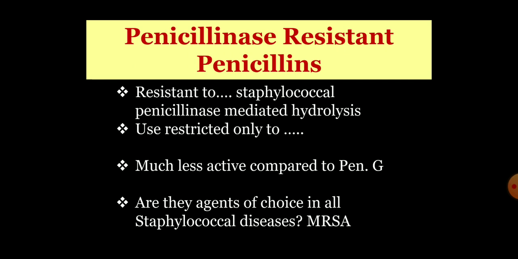So these resistant penicillins have the characteristic resistance to staphylococcal penicillinase mediated hydrolysis. It is restricted only to a few group of agents where probably the other penicillins are not effective, much less active compared to penicillin G. If penicillin G is getting susceptible enzymes, susceptible organisms, then it's going to be very effective, and these agents are of choice in all cases of staphylococcal diseases, but MRSA is probably one of the most important matters for which we are really concerned.